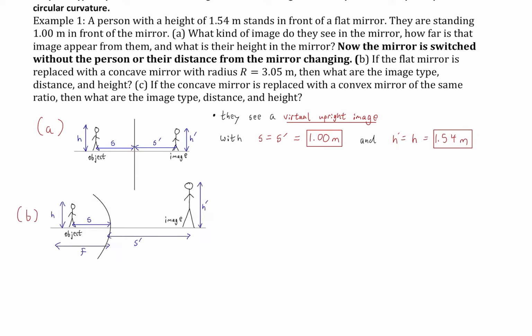Okay, so now on to the interesting case. Now the mirror is switched without the person or their distance from the mirror changing. So in other words, H and S are unchanged. The flat mirror is replaced with a concave mirror with a radius of 3.05 meters. Then what are the image type, distance, that'd be S prime, and height, that's H prime, of the image?